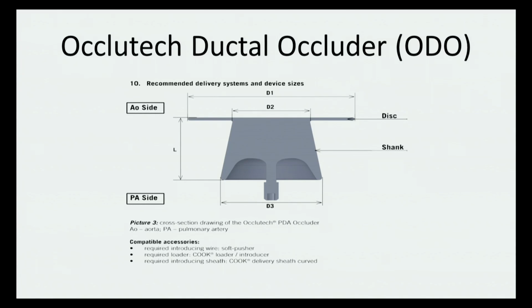We did more simple cases before. It has 3 diameters. You can see that on the screen. D1 refers to the skirt, the retention skirt. D2 refers to the aortic end of the shank. And D3 refers to the pulmonary end. And as you can see here on this drawing, D3 is larger than D1. So this is different than the usual Amplatzer device, the ADO, and the CIRA device.